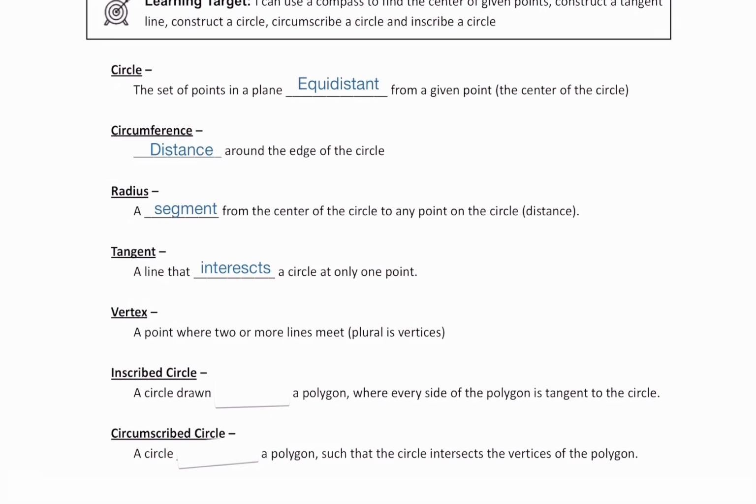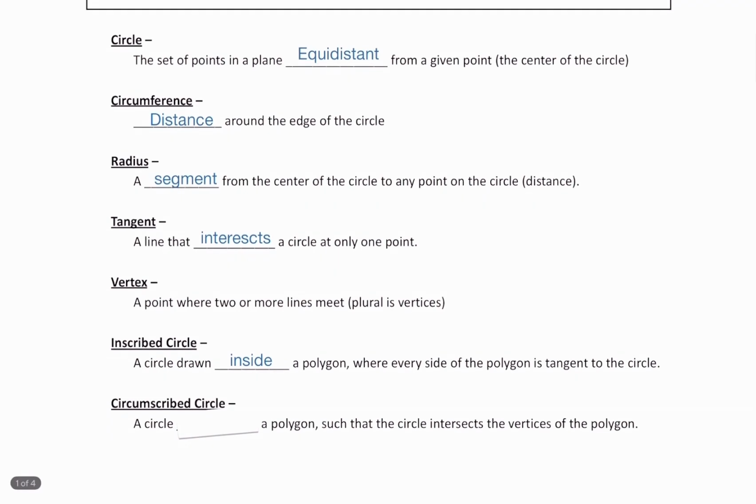We have an inscribed circle. An inscribed circle is a circle drawn inside a polygon, where every side of the polygon is tangent to the circle. So an inscribed circle is inside the polygon. And I have a circumscribed circle. A circumscribed circle is a circle around a polygon such that the circle intersects the vertices of the polygon. So inscribed is where the circle's inside, and circumscribed is around. How I remember that one is like the circumference of a circle, around the edge. The circumscribed is around the polygon.